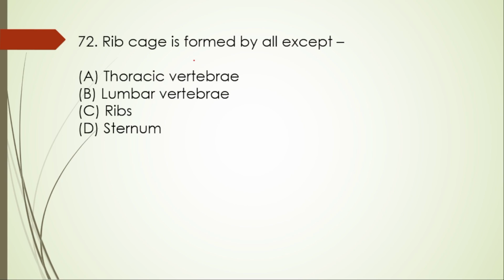Next, 72nd question. Rib cage is formed by all except A. thoracic vertebrae, B. lumbar vertebrae, C. ribs, and then D is sternum. So here the right option is B. Lumbar vertebrae. Rib cage, that is thoracic cage, is having thoracic vertebrae, ribs, and then sternum.